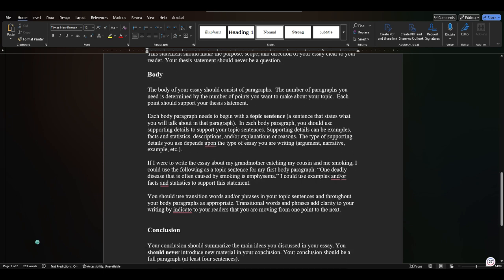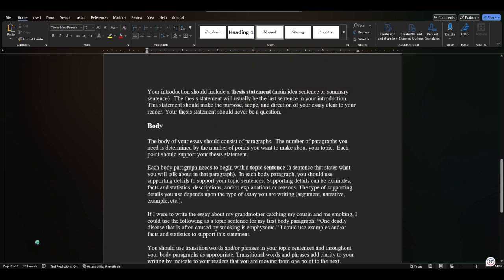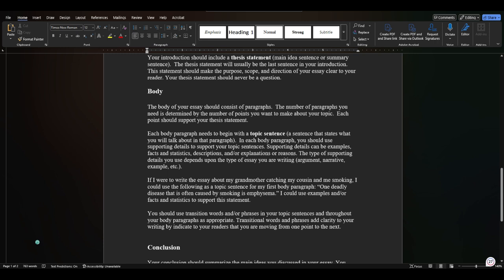So in my body paragraph, let's say we're continuing that essay. If I'm going to continue it, I could use this as a topic sentence for my first body paragraph. My first body paragraph is going to be about emphysema because that's what I said in my thesis statement. So my first body paragraph topic sentence could be, one deadly disease that is often caused by smoking is emphysema.